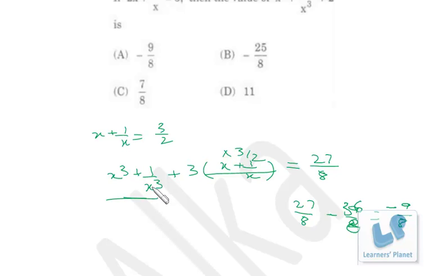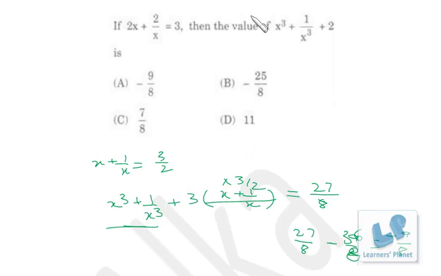So x cube plus 1 upon x cube is minus 9 by 8, and we have to find out the value of x cube plus 1 upon x cube plus 2. So minus 9 by 8 plus 2, so that is minus 9 plus 16 by 8, that means 7 by 8, right? I hope that's clear. A 1 minute question, a bit calculative but not at all difficult.